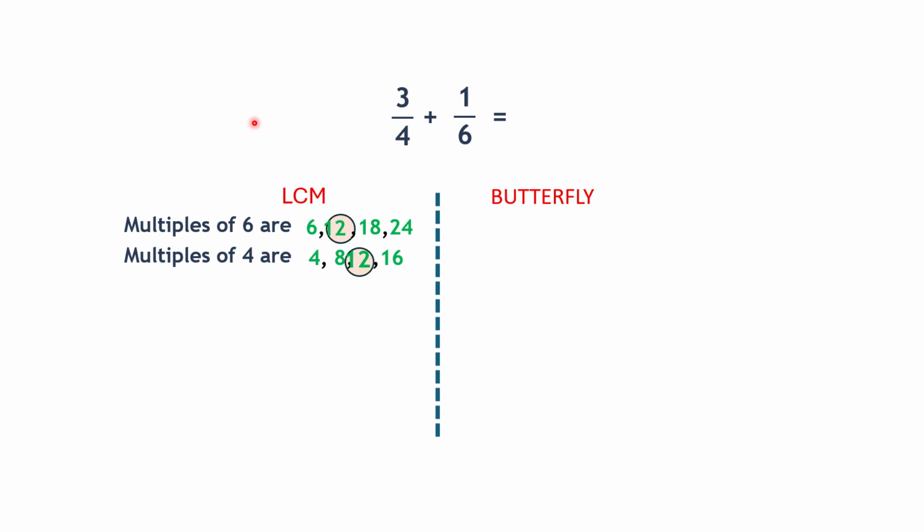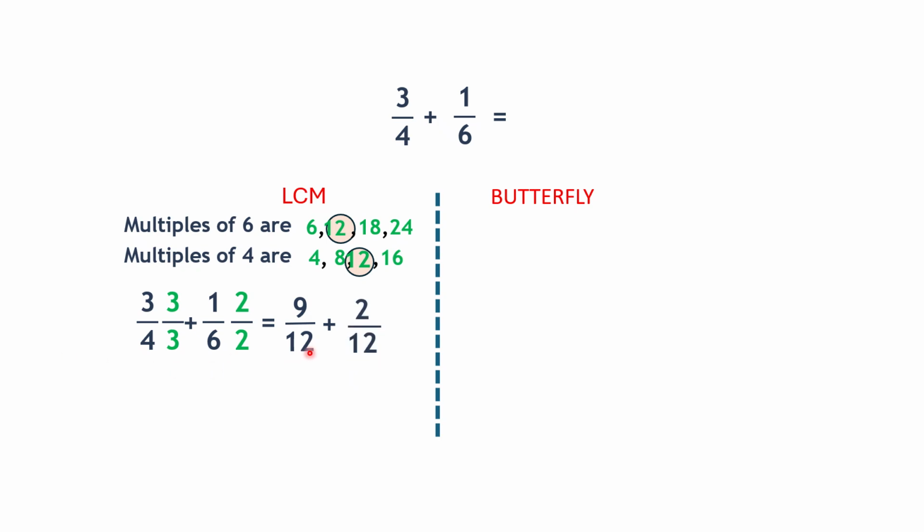So we now want to make this 4 to be a 12, and we want to make this 6 to be a 12. So let's write them. To make the 4 to be 12, we multiply by 3. So we'll multiply both these by 3. And to make the 6 to be 12, we multiply the 6 by 2. So we multiply these by 2. Now the first fraction will be 3 times 3 is 9, 4 times 3 is 12, so it's going to be 9 twelfths, plus 1 times 2 is 2, 6 times 2 is 12, so it's 2 twelfths.